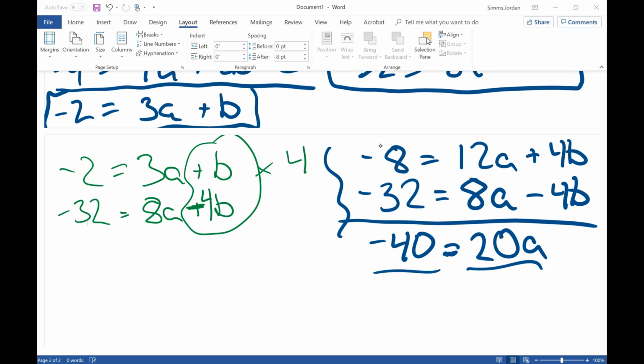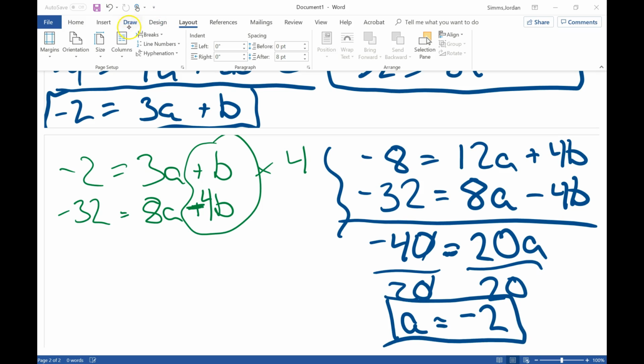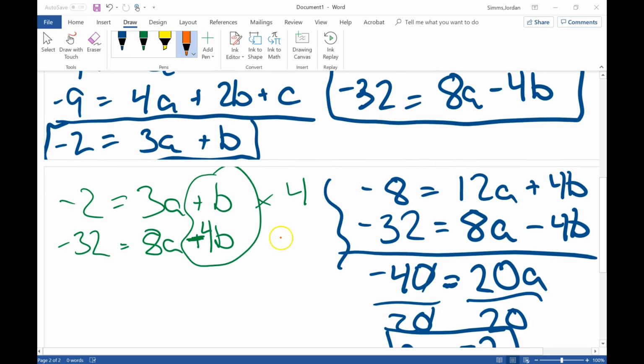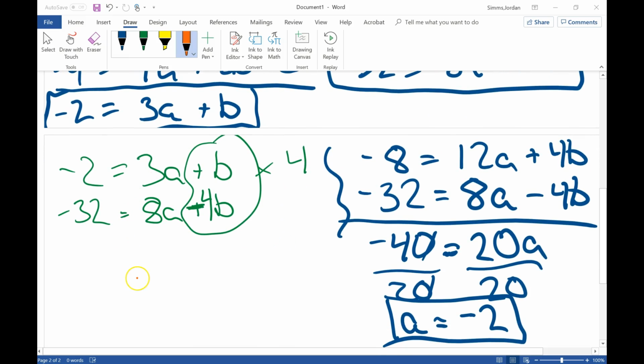So if I'm going to get a by itself, I'm going to divide both sides by 20, and a is going to come out to be negative 2, right? Zeros go away, 4 divided by 2 is 2. So a is negative 2. And once we're there, obviously you kind of know what's happening next. We have a crack in the armor. Let's go back to any one of our two variable equations. I know what a is, I can find b.